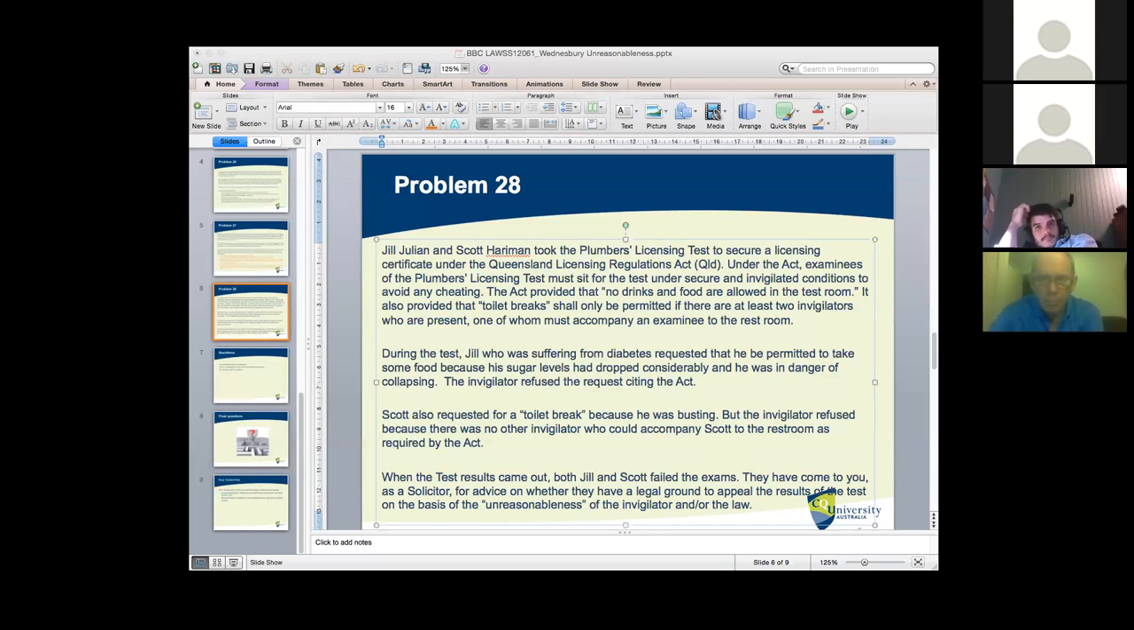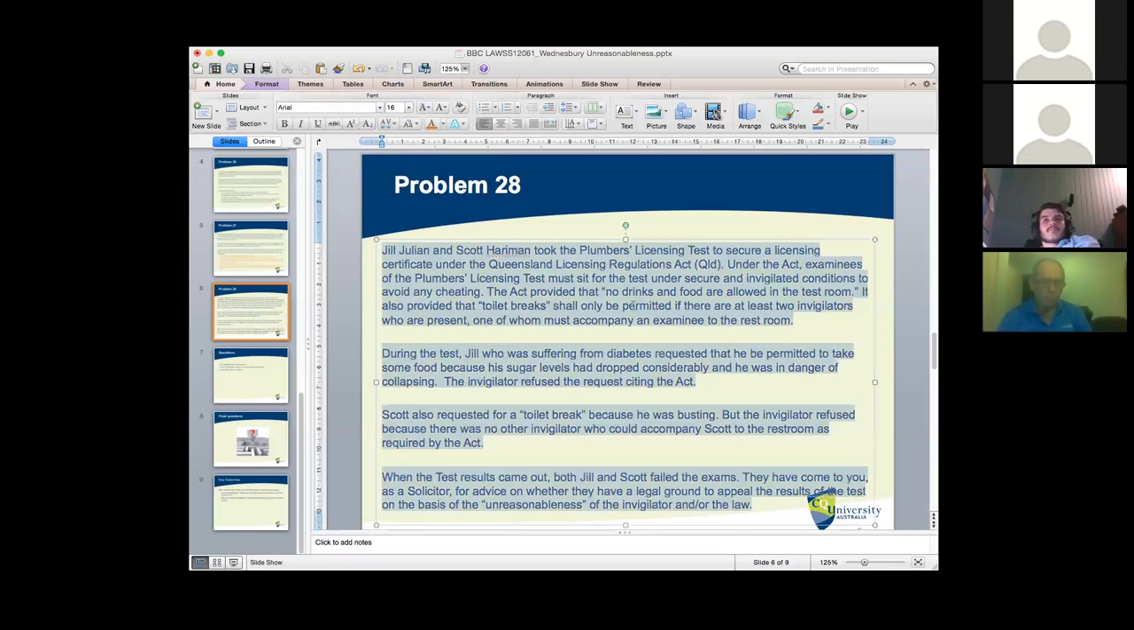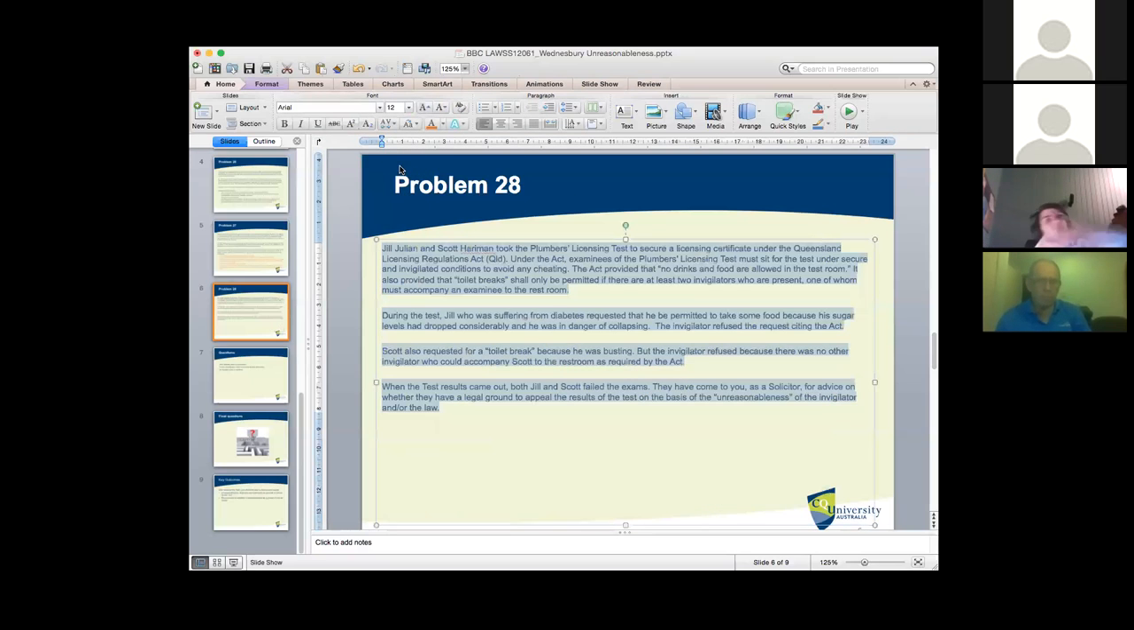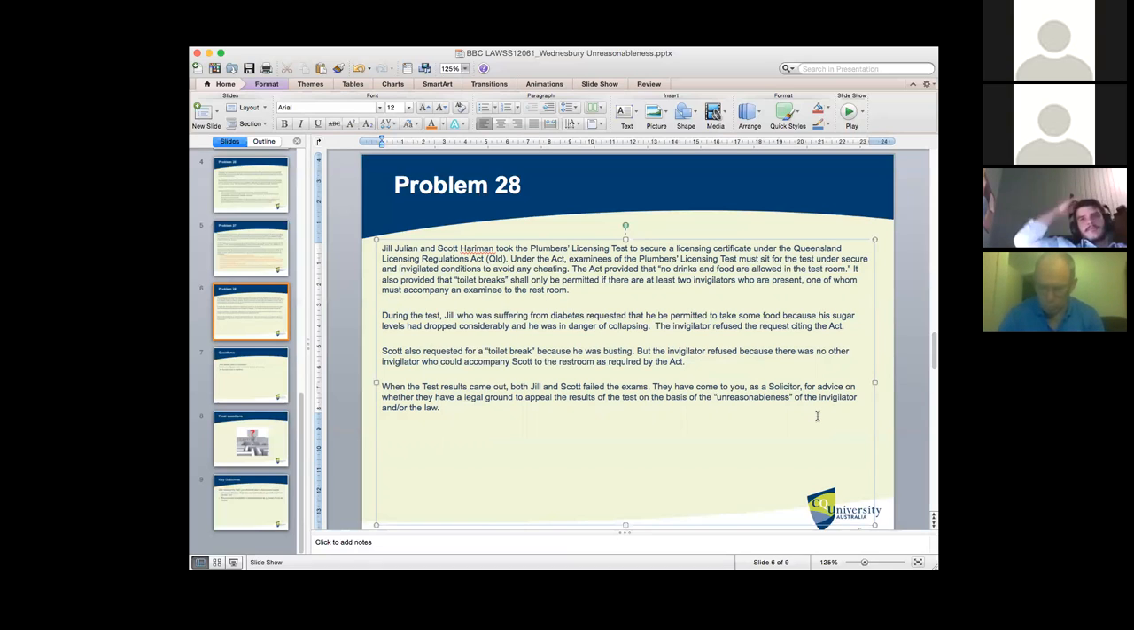Okay, what do you think is the answer? Can you just say whether it meets the standard of Wednesbury unreasonableness or not, in the chat box? So no, they do not have a legal ground. Okay, good. So Patrick, no, it doesn't meet the standard. Okay, good. So at least we know the answer now.